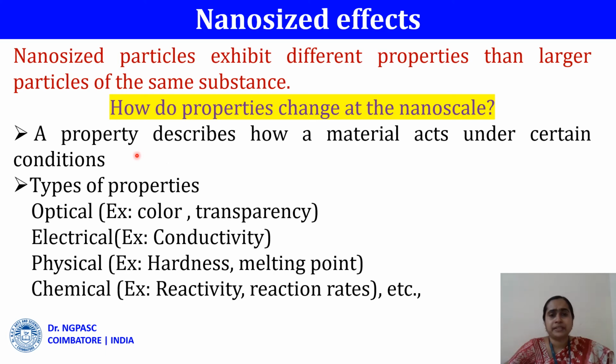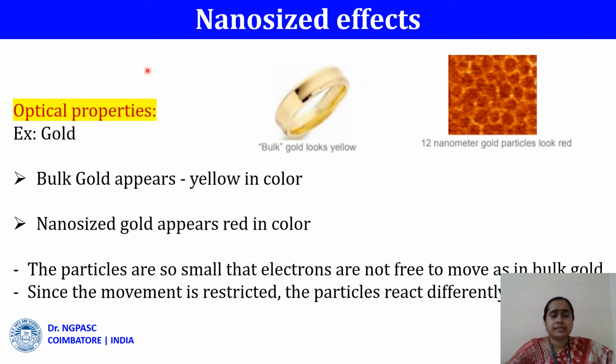Okay, so what is a property? First we have to know a property describes how a material acts under certain conditions. And these properties change at a nanoscale level when compared to their bulk counterpart. So the types of properties include optical, electrical, physical, chemical, structural, magnetic, etc. For optical, you can give examples like color, transparency; electrical like conductivity; physical properties like hardness, melting point; chemical like reaction rates, etc.